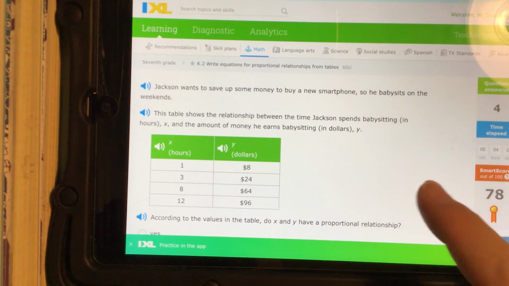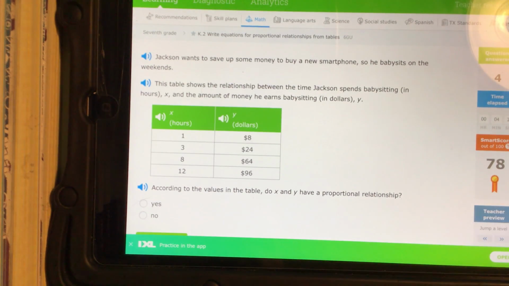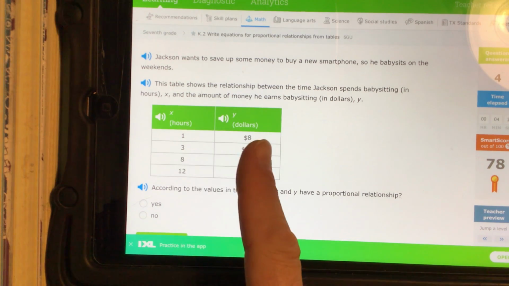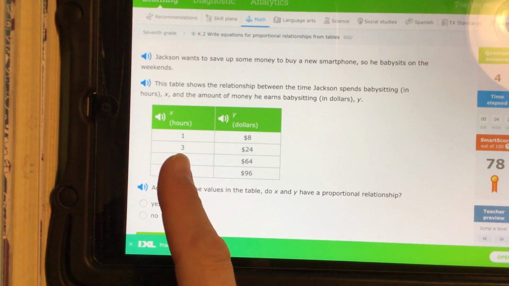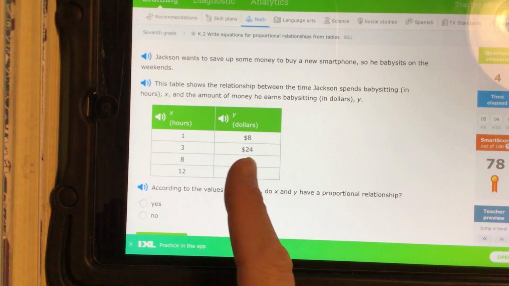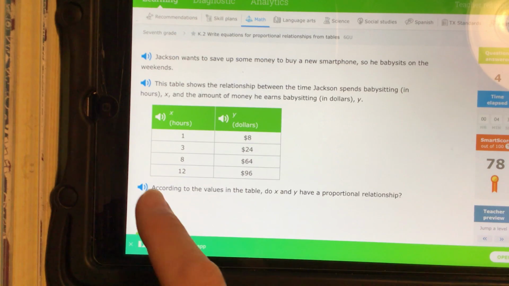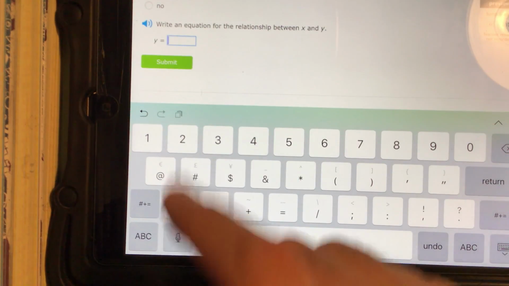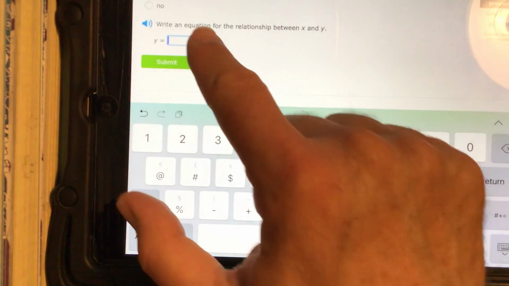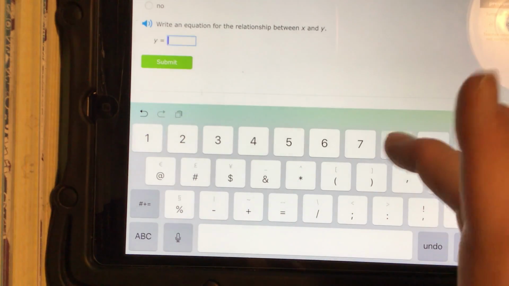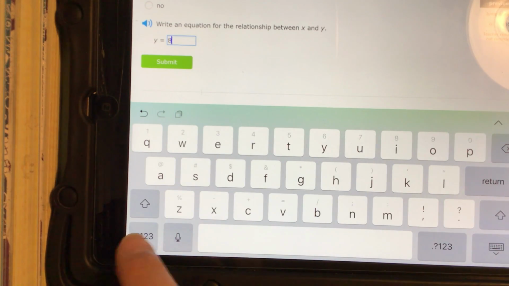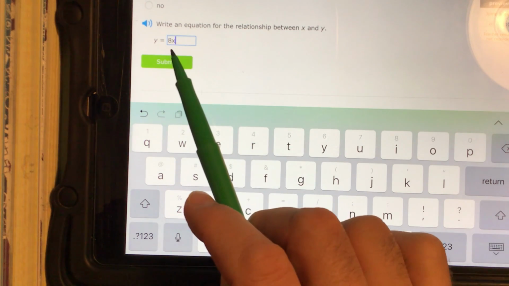All right, so in this table, it's the same thing. Is it a proportional relationship? So 1 turns to 8. So that would be times 8. 3 times 8 is 24. Yep. 8 times 8 is 64. Yep. 8 times 12 is, in fact, 96. So I'm saying, yes, it is a proportional relationship. And what's happening to x? 8x. Hey, quick reminder. 8 times what?